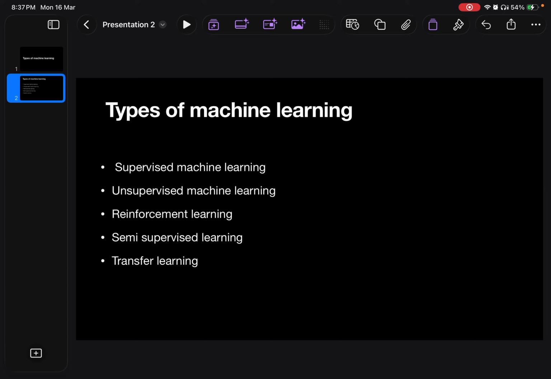And the fifth one is transfer learning. Transfer learning is used to share the knowledge of a model with other, similar tasks. And I really like transfer learning.